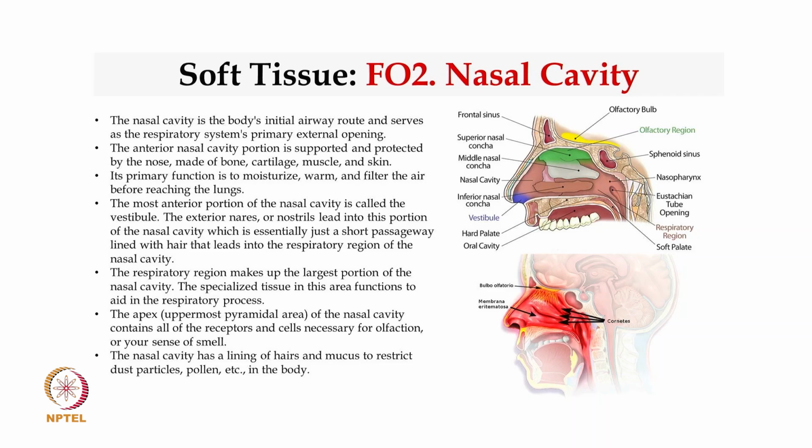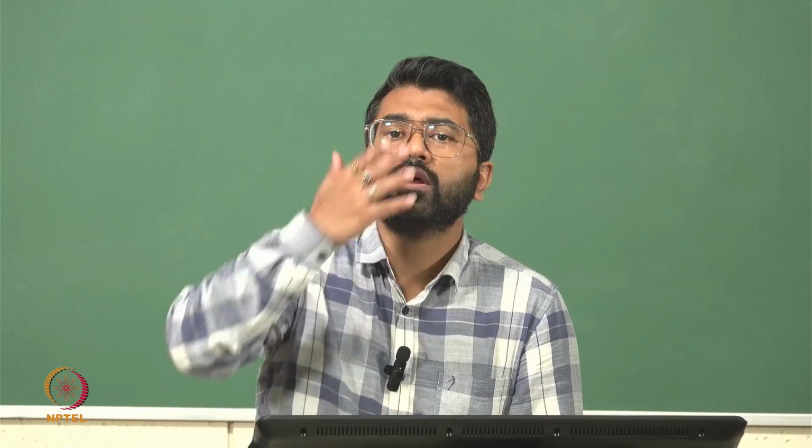The most anterior portion of the nasal cavity is called the vestibule, right? The exterior nares or nostrils lead into this portion of the nasal cavity, which is essentially just a short passageway lined with hair that leads into the respiratory region of the nasal cavity. So we have these nasal hairs, and they're there for a reason, right? They filter the air and take care of the dust and mucus, which filters out the dust and other things before the air reaches the lungs, right?